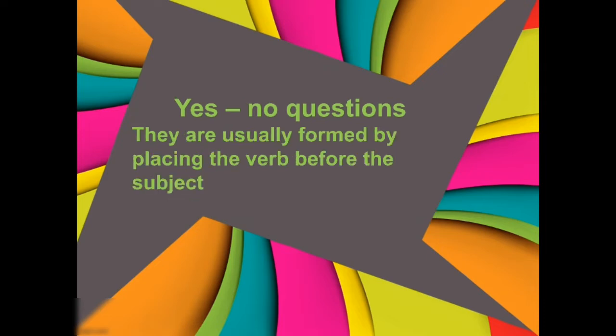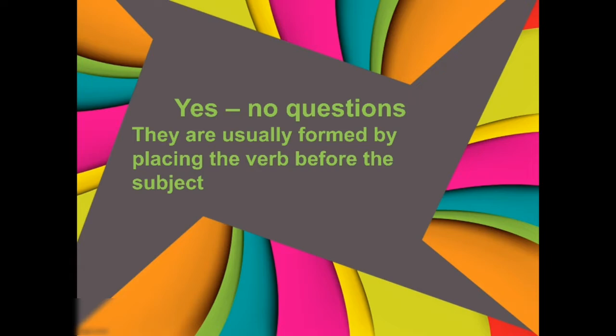They are usually formed by placing the verb before the subject. अच्छा, इन questions को हम बनाते कैसे हैं? By placing the verb before the subject. Verb आप सबको पता है क्या होता है? Action, right? So they are formed when we place the verb, हम verb को subject से पहले लिखते हैं. This is how we form a question.